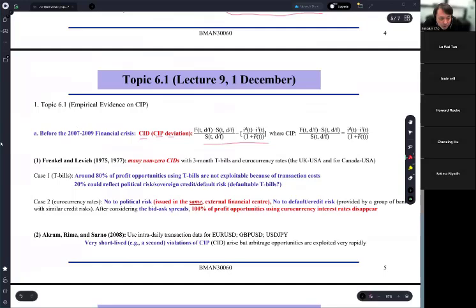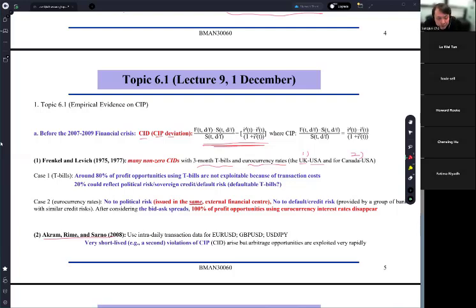We talked about 3 papers: Frenkel and Levich, 1975 and 1977 papers, and these guys' 2008 paper. First of all, Frenkel and Levich found many non-zero CIP deviations, so CIP violations, when they computed this using 3-month T-bill and eurocurrency rates. They used specifically the UK-USA case, case 1, and case 2, the Canada-USA case.